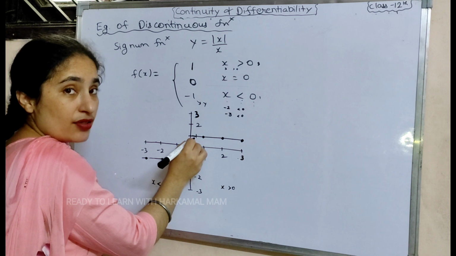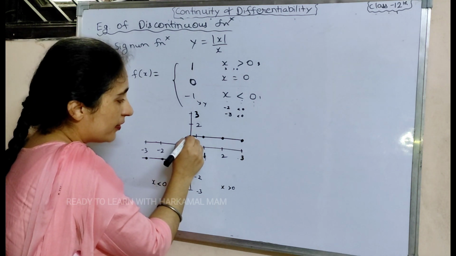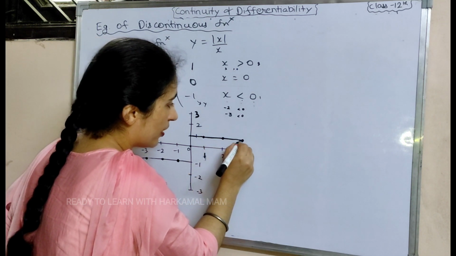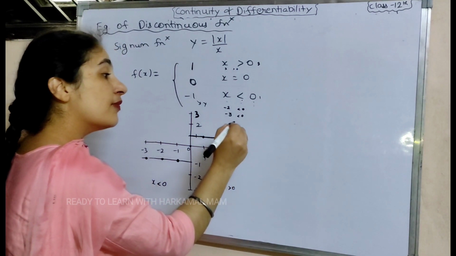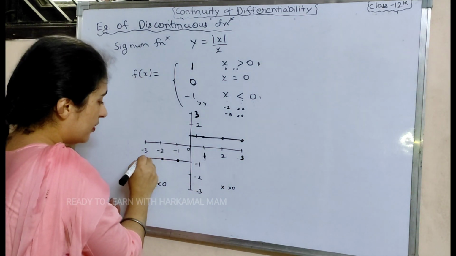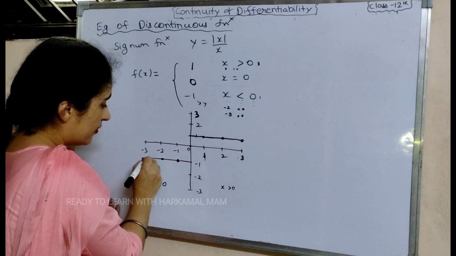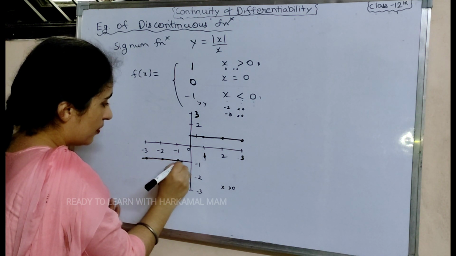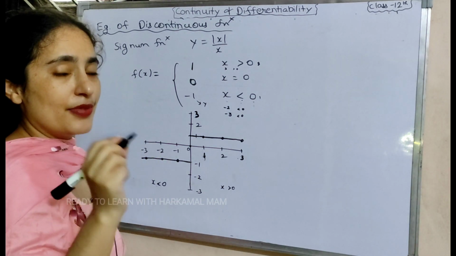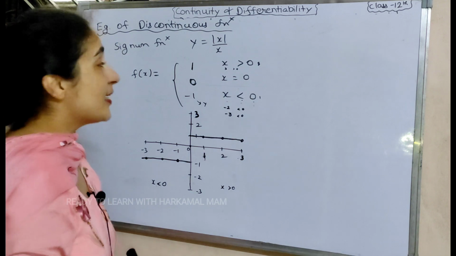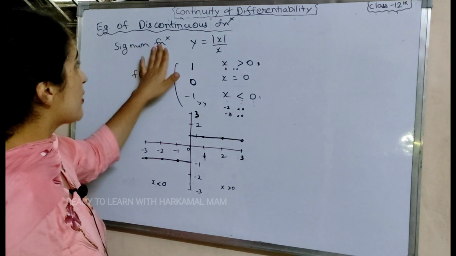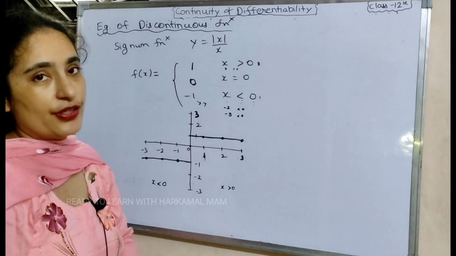Let us join these dots. I am plotting the graph, joining the points. Here I am lifting my pen. Here I am lifting my pen. While plotting the graph, I am lifting my pen, which means there is some breakage. This type of function is called a discontinuous function. So the signum function is an example of a discontinuous function.